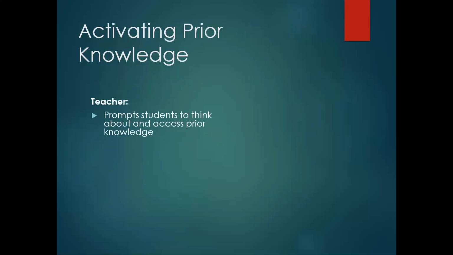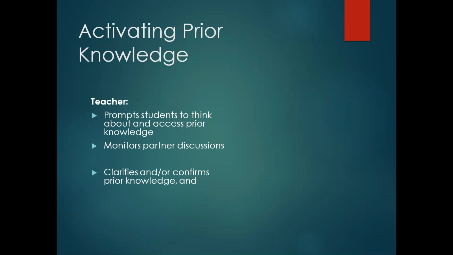So during activating prior knowledge, the teacher prompts students to think about and access prior knowledge and monitors some partner discussions. This is a great time because we want active engagement. We don't want learning to be voluntary in the classroom. So this is a great time to have students partnered up. You can call them Phineas and Ferb, and I want Phineas to tell Ferb, I want Ferb to tell Phineas, and you can be very explicit about who you want talking. A's and B's. All right, A's, I want you to tell B's what experience you have with this. And you're going to circulate and listen for a minute or two.